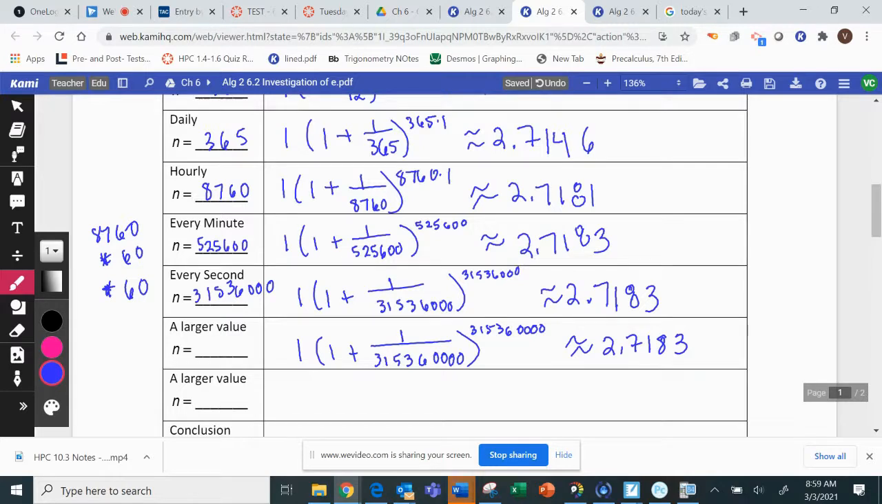And then a larger value. So maybe another 2 zeros on. Oh, I'm going to add 2 zeros. I'm going to get really big.